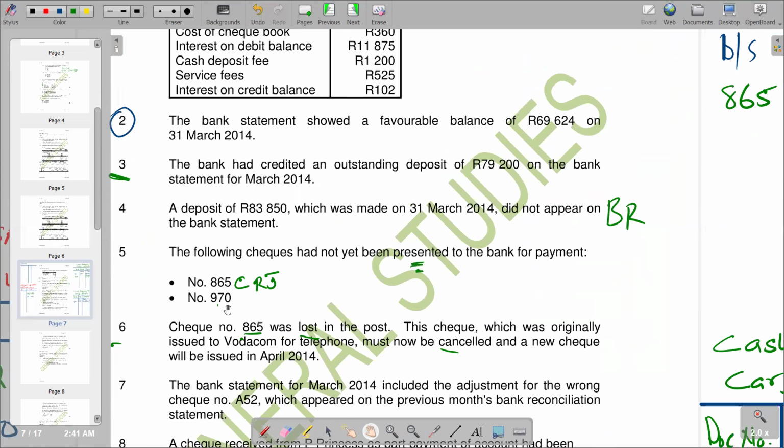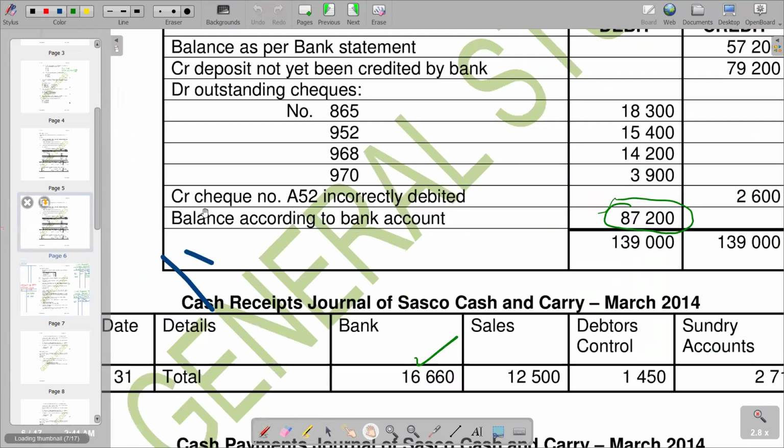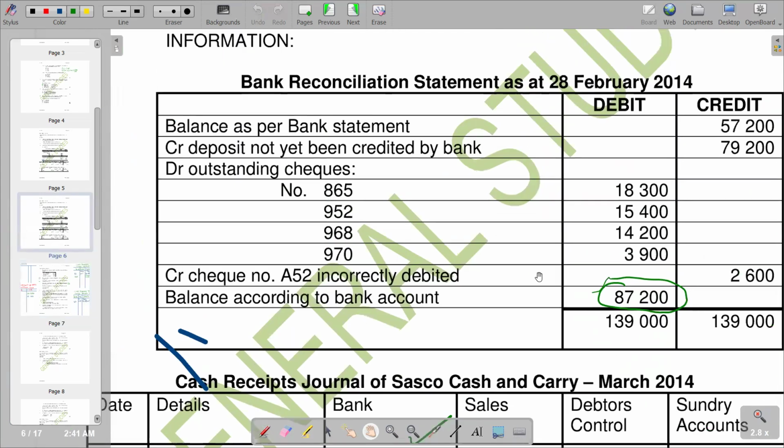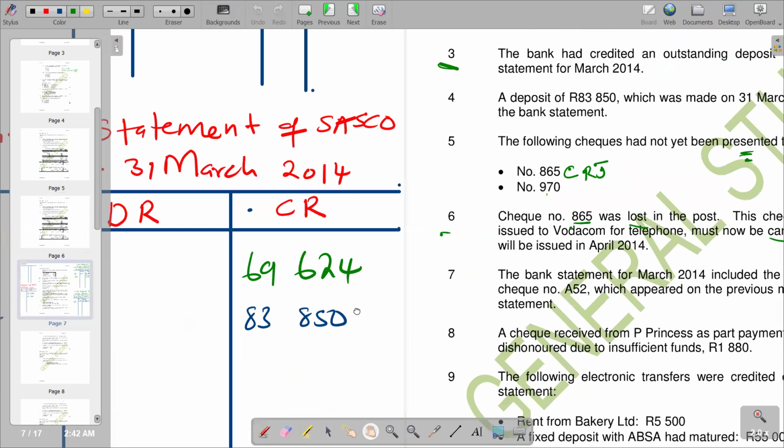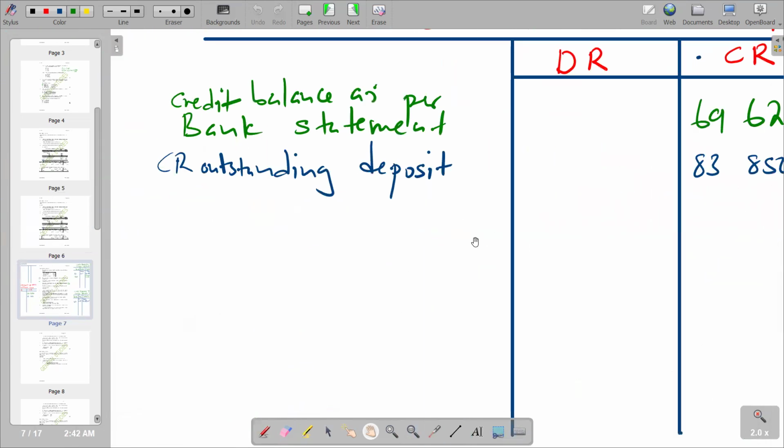The check number 970. We check the amount again at the beginning of the question. You see that 970 is here, we've got 3,900. So remember, it's a check that has been issued, so it should appear on the debit side of the bank statement. So on the debit side, that's where we are going to put it. So we are saying we adjust it in the bank reconciliation, and we are saying this is debit outstanding checks. So we are going to list them, all the outstanding checks here.